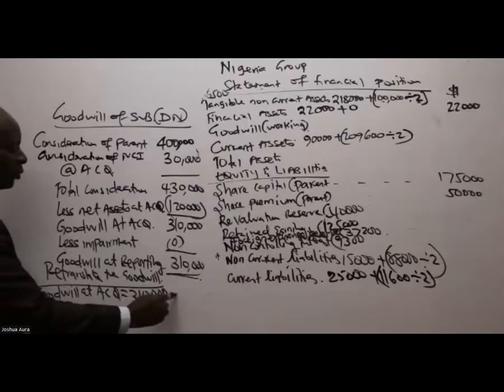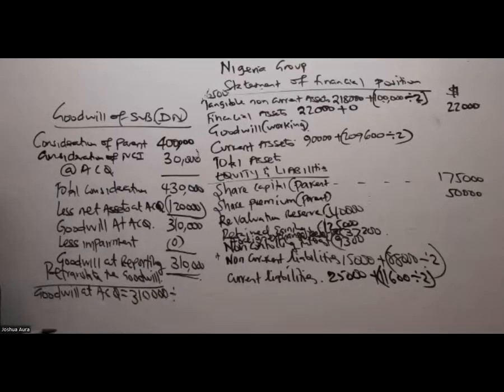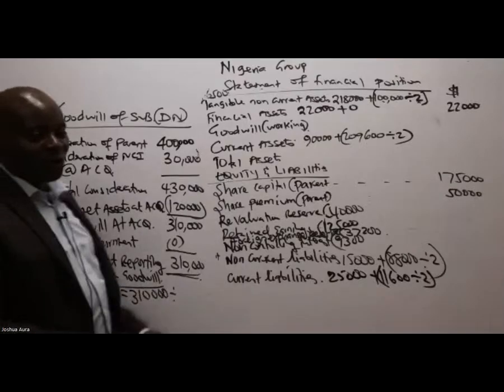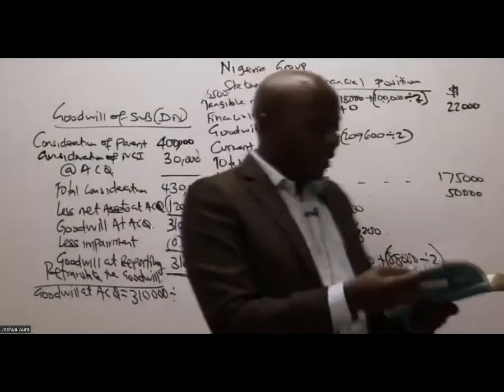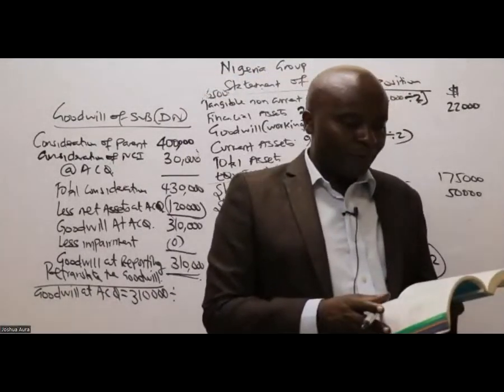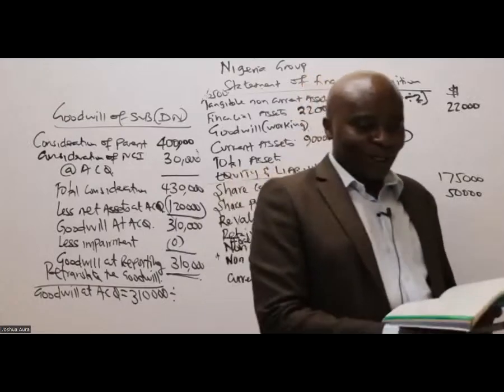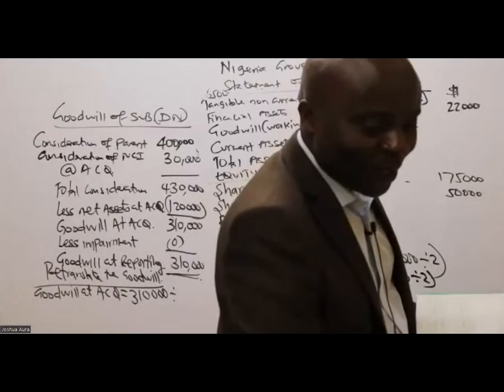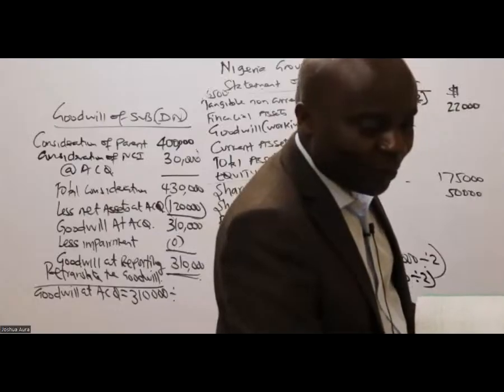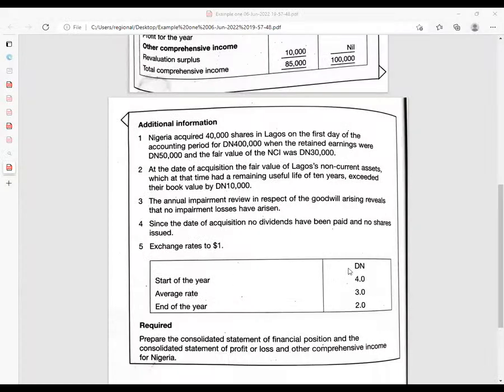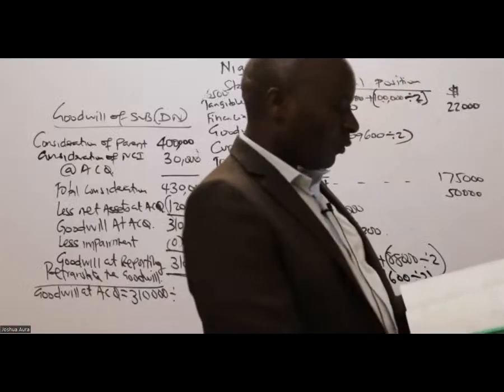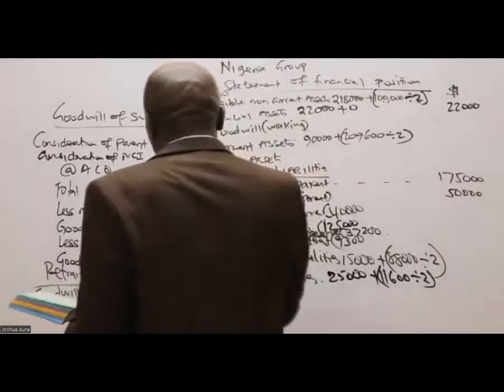At acquisition, I should translate this at what rate? If you remember, I should divide this with what? Yeah, the acquisition rate. Most of you have forgotten. When you were acquiring this subsidiary, the rate was 4. So divide this by 4.